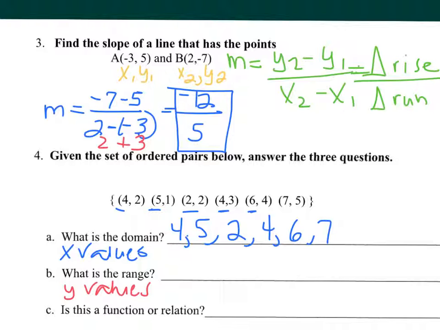Now we remember that our range is the y values, or the outputs, or the dependent variables. You can call it so many things. So my range would be 2, 1, 2, 3, 4, 5.